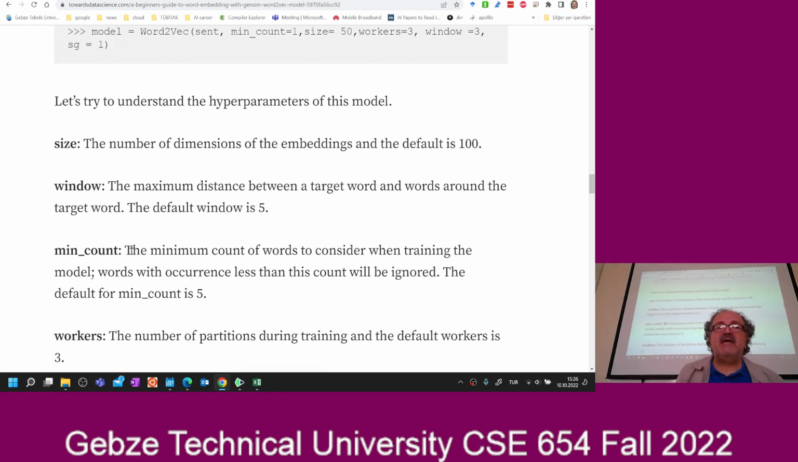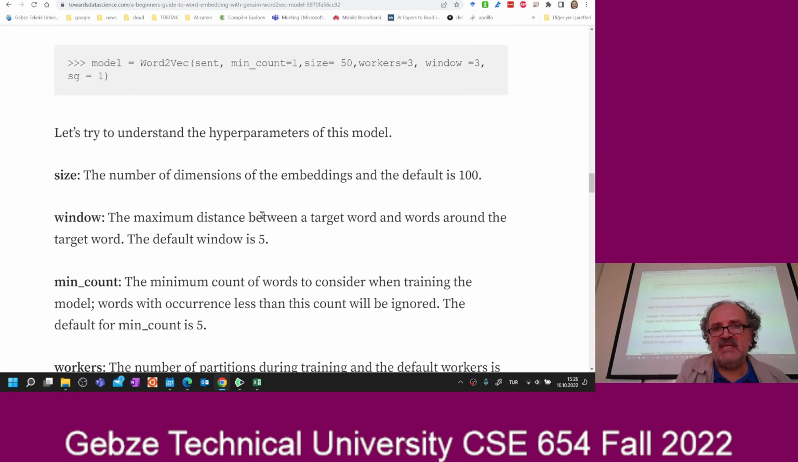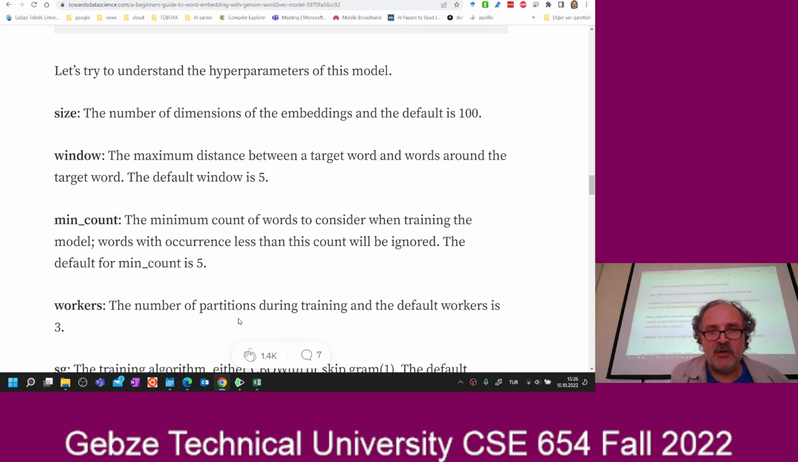Window is the maximum distance between the target word or center word and the context of it. Default window is 5. That means it's going to be 5 plus 5 plus 1, 11 words being looked at. Minimum count of words to consider, okay. It says that if a word kitaplarıymışçasına did not happen more than 3 times in your corpora, I am not going to calculate any vectors for it because I don't have much statistical information about that word. It's going to ignore it.